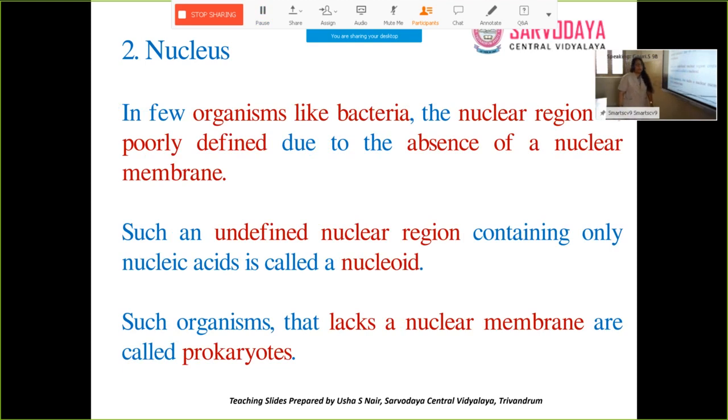Now we have learnt about prokaryotes and we have learnt about eukaryotes. Prokaryotes, that is also mentioned. They don't have a membrane.